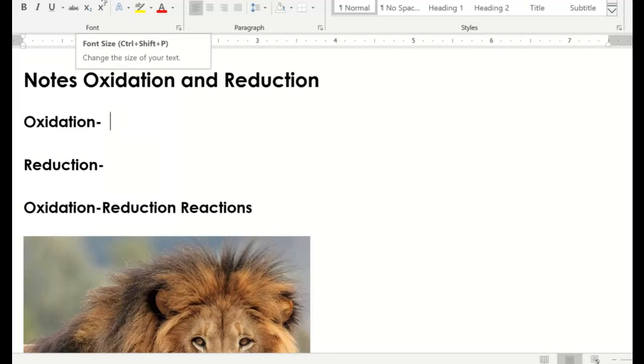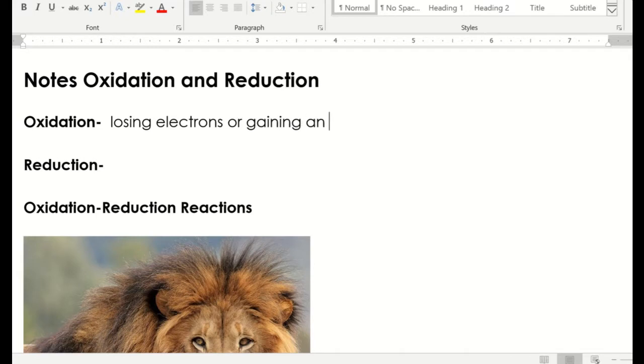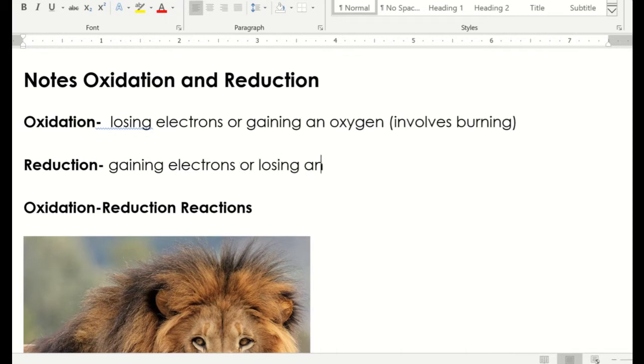So this video is notes on oxidation and reduction reactions. First thing is that oxidation is losing of electrons, or it's also gaining oxygen. And this usually happens when you are burning something or when you see something rusting, that kind of brownish color you see, that is an oxidation. And a reduction is just the opposite of that. It is gaining electrons or losing oxygen, okay? They are opposites.